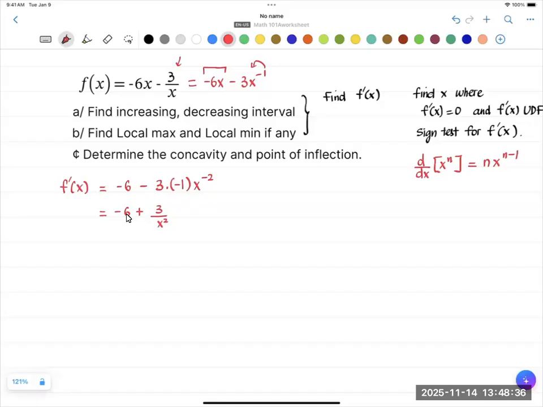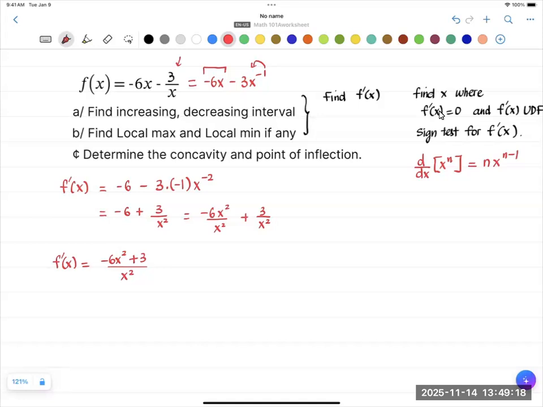Of course, we can solve the equation right now, or you can simplify the fraction, put it over the same denominator, and solve later. So I'm going to go ahead and multiply the x squared by the negative 6. I will have negative 6x squared over x squared plus 3 over x squared. So this gives me that f prime of x equals negative 6x squared plus 3 all over x squared. Okay, so this is my f prime.